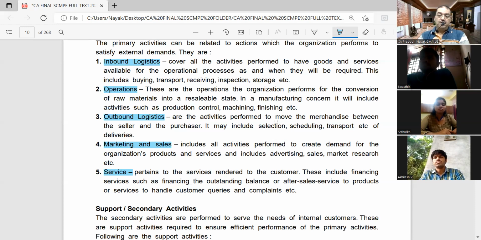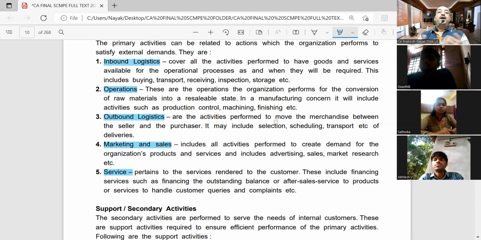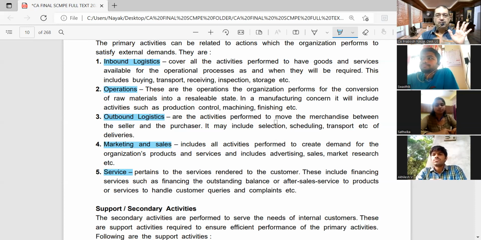Service, the last point. After the goods are sold to the customers, handling the customer queries, handling the doubts of the customer, handling the warranty queries, replacement of products, repairs of defective products. After sales service. Very easy here. So primary activities: inbound logistics, operational activities, outbound logistics, marketing and sales, and after sales service. 5 functions you have. Primary activities over.